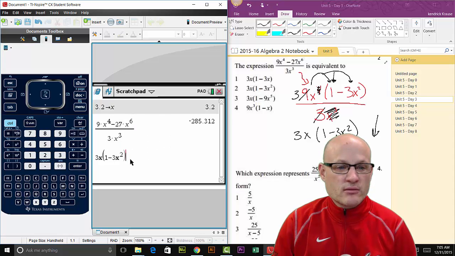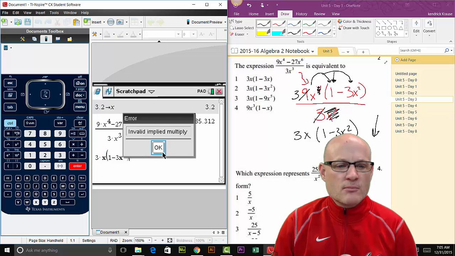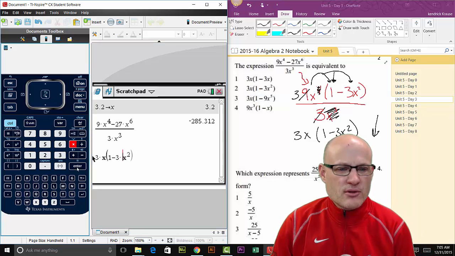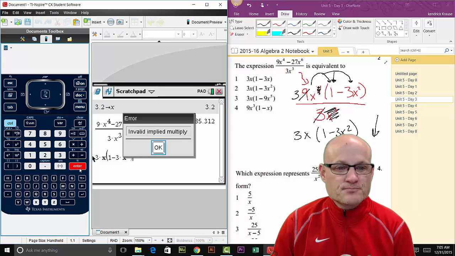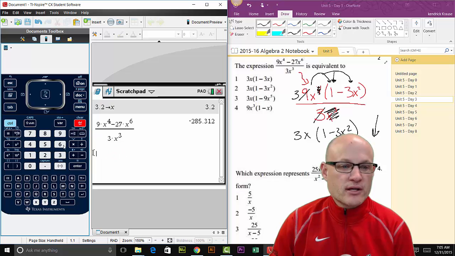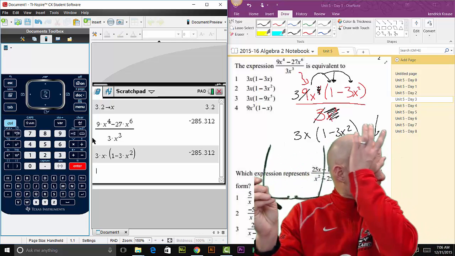Invalid multiplication. What are you talking about? Implied multiplication. Why does it not like these? Why can't I put 3x? That doesn't make sense. Never done that before. That's new. Okay, then. Let's just delete that then. Apparently it doesn't like that. 3x. Maybe we got to do times here, parentheses. That would be dumb. 1 minus 3x squared. Better.